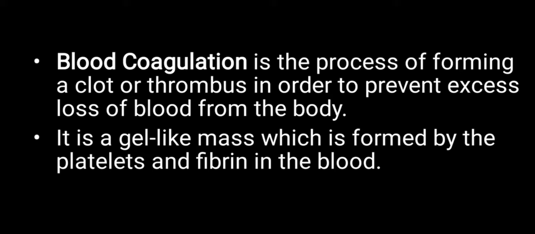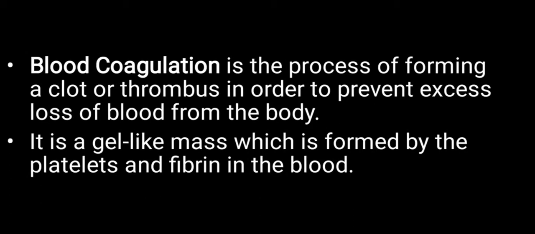We have studied in the earlier modules that the platelets are formed in the bone marrow and destroyed in the spleen and liver. And platelets help in clotting by releasing calcium and clotting factors. The clot formed appears like a gel-like mass and is formed by the platelets and also with the help of fibrins which is present in the blood.